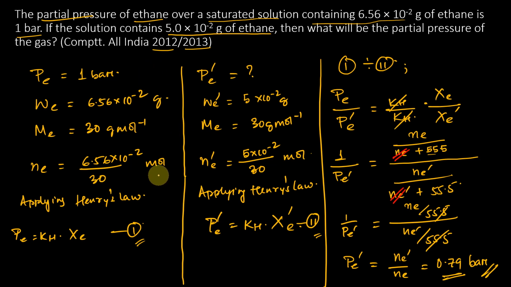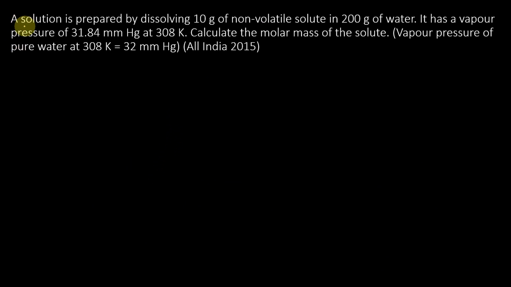Is it okay? Next question is: a solution is prepared by dissolving 10 gram of non-volatile solute in 200 gram of water. Water is what? पानी तो volatile होता है, right? It has a vapor pressure of 31.84 millimeter mercury at 308 Kelvin. Calculate the molar mass of the solute. हम लोग को क्या निकालना है? Molar mass of the solute.